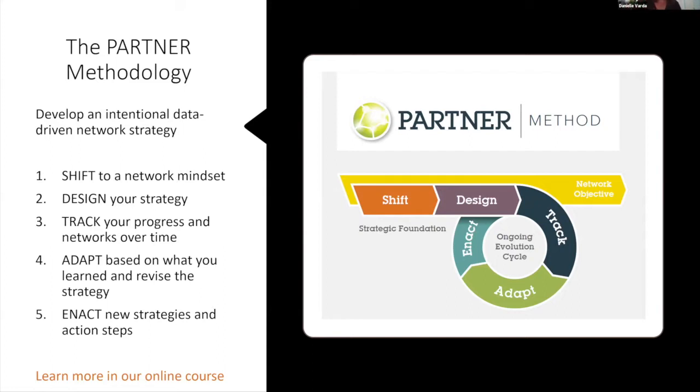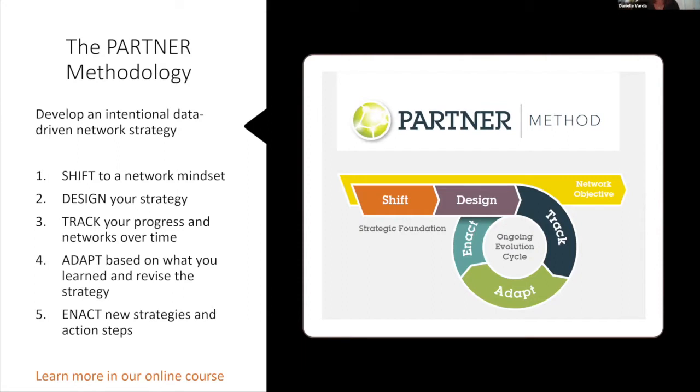So the partner method has these 5 steps. The first thing that we work on is shifting to a network mindset. So if you were part of the NLTA session 1, you were indoctrinated in getting a new network mindset. That's all that step 1 is. It just means we try to orient folks to network science, this idea that more might not be better, that we can measure and put data and different ways of working into our workflow. So that's step 1.